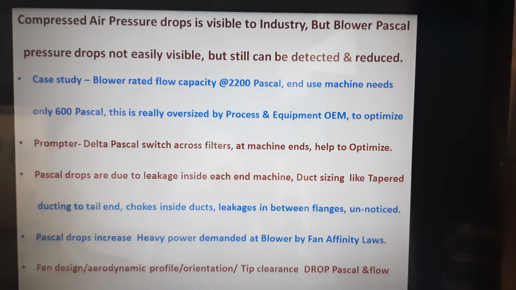As per the affinity laws, the Pascal drops demand heavy blower power, and ultimately the blower power goes up by 20 to 30% also, because of the intermediate pressure drops from end to end as such. So you have to tackle this by way of blower fan design, going for aerodynamic profile, then the orientation of the blower towards the process, and the tip clearance. That's what I want to come to next as such.